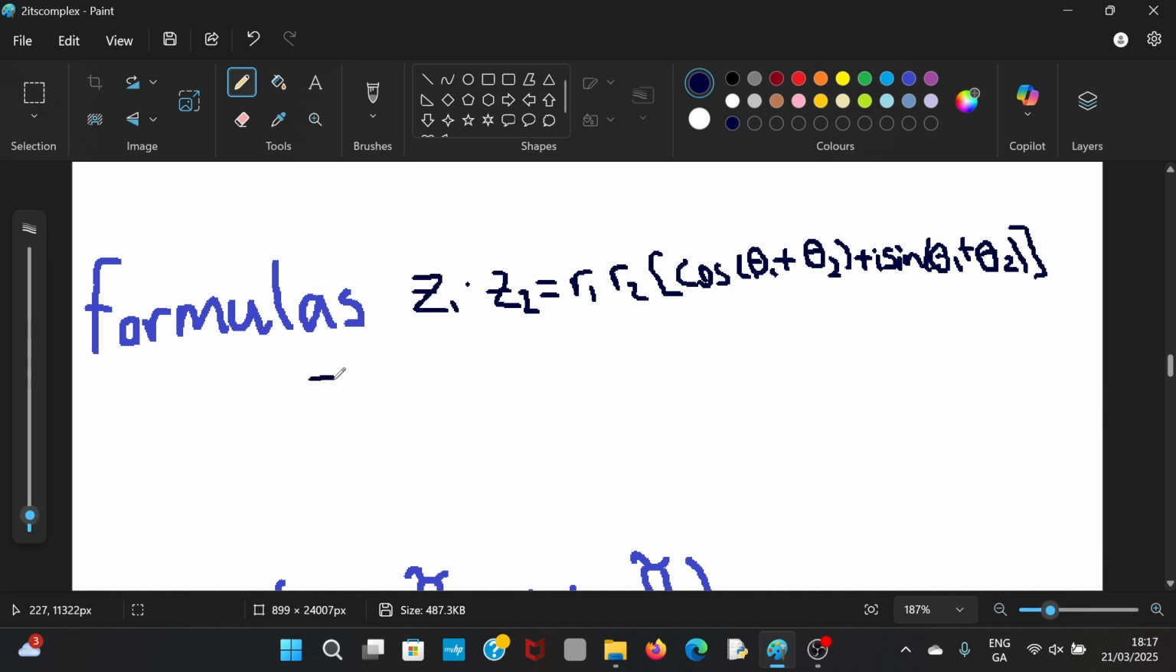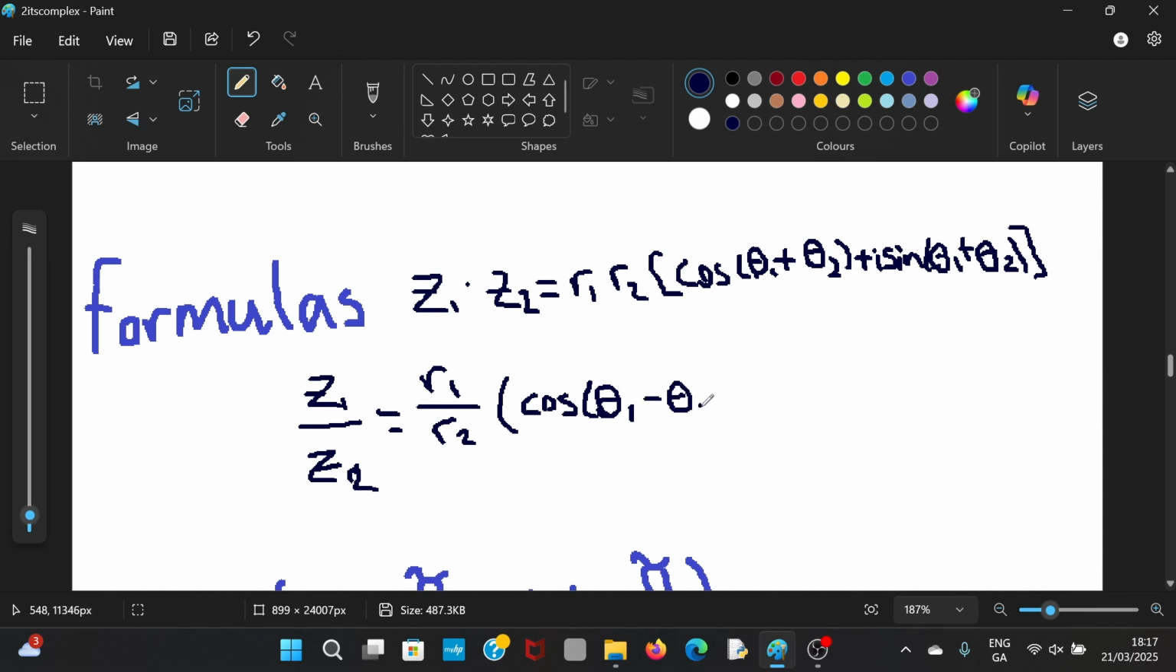And for division, if we're asked to divide these complex numbers, then z1 over z2 is going to be the modulus of the first divided by the modulus of the second, the number on the bottom, times cosine of the argument of the number being divided minus the argument of the number it's being divided by, plus i sine of theta 1 minus theta 2.